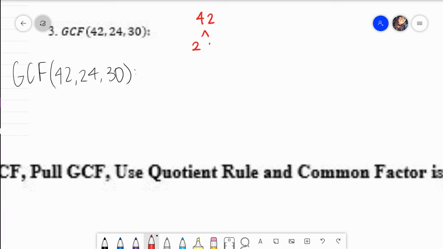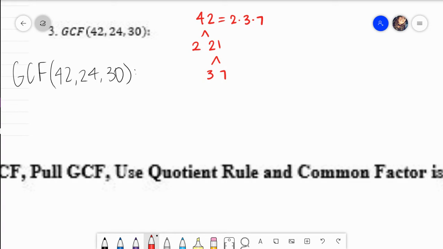And 42 divided by 2 is 21. Can I divide 21 by 2? I can't. It's odd, but I can divide it by 3, and I would get 7. And then 3 is prime, 7 is prime, 2 is prime. Okay, I'm done there. I'm going to go ahead and write this as a product of prime numbers.